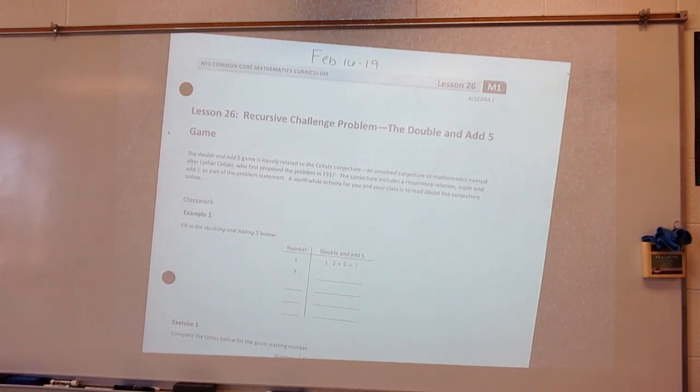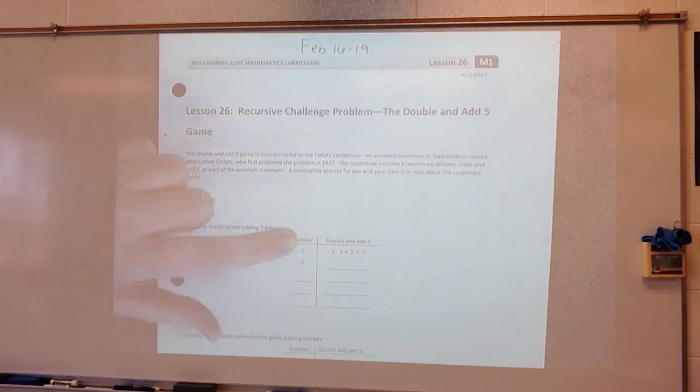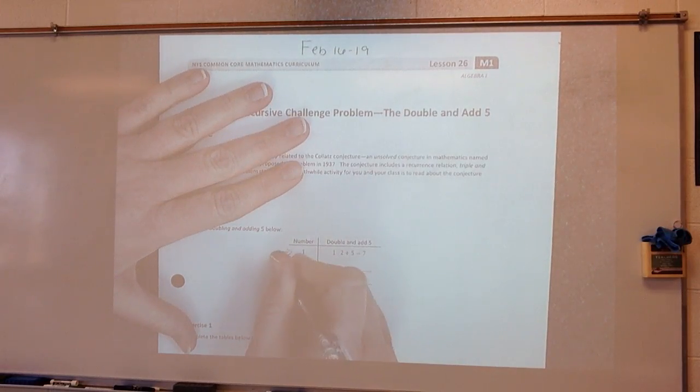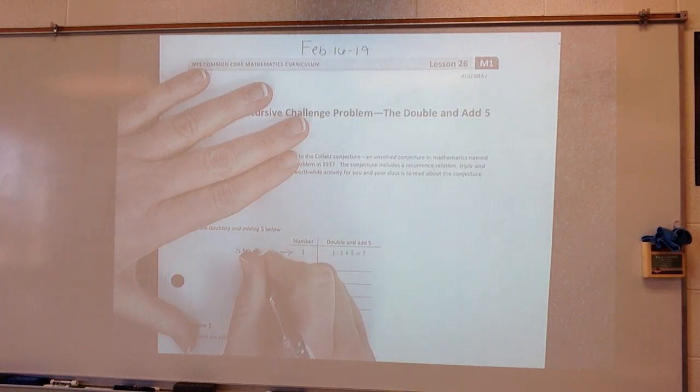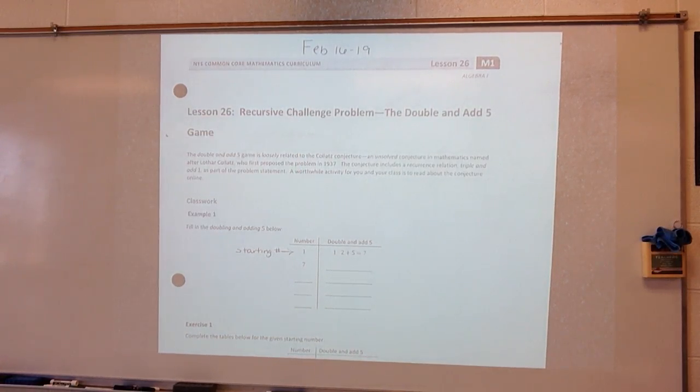Alright? So let's look at example number 1. This activity is going to describe the process. I want to create an interesting sequence by doubling and adding 5. So let's work through the table and see what we're going to do. Alright, so I have my starting number. Our starting number is 1.